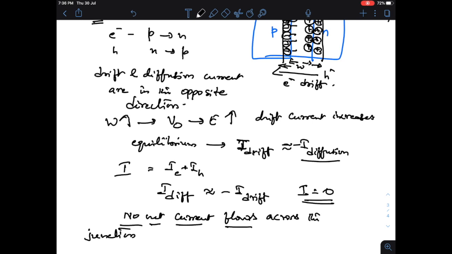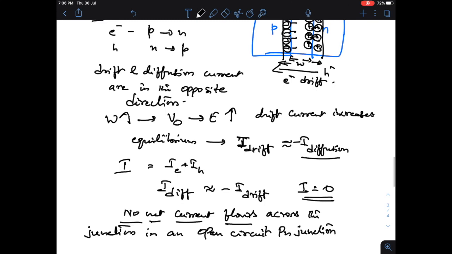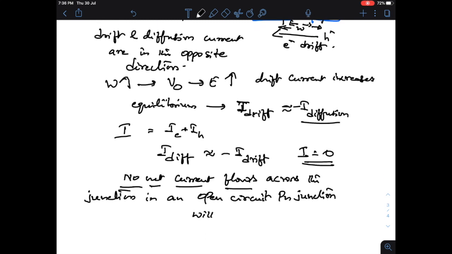When is that? What is the condition that we discussed? Open circuited PN junction, that means a PN junction with no bias applied.